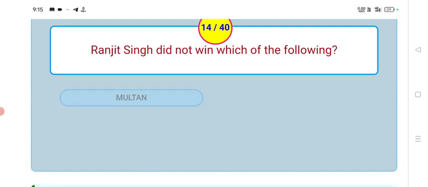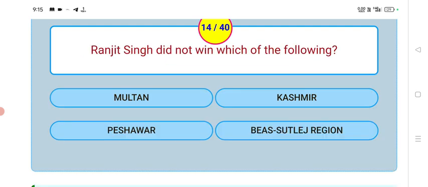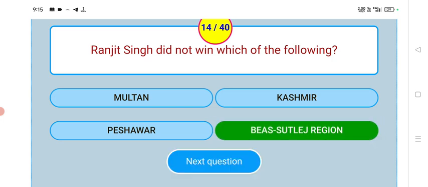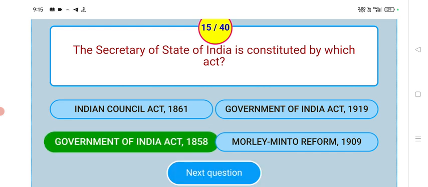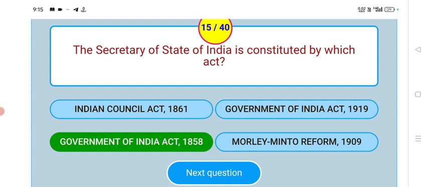Next, Ranjit Singh did not win which of the following? Answer, Beas Sutlej region. Ranjit Singh did not win the Beas Sutlej region. Next, the Secretary of State of India is constituted by which act? Answer, Government of India Act 1858. The Secretary of State of India is constituted by the Government of India Act 1858.